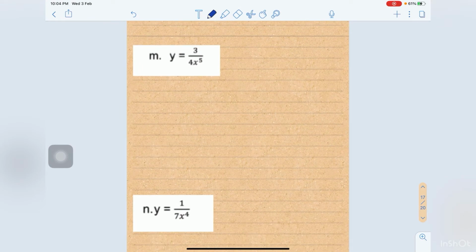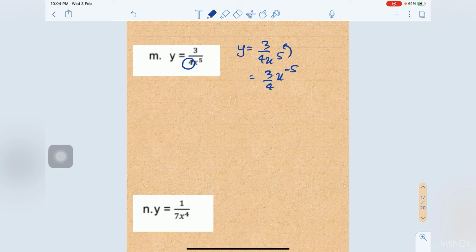Okay, same thing. We have to move up the variable. Make sure we move up only the variable. For this question, 4 is constant, so constant stays. So y equals 3 over 4 x power of 5. Then we just move up the variable. It becomes 3 over 4 x power of negative 5.